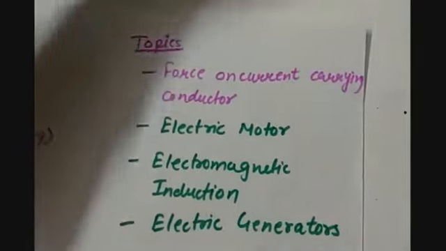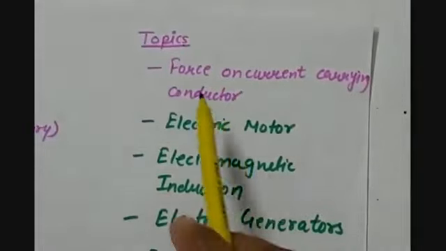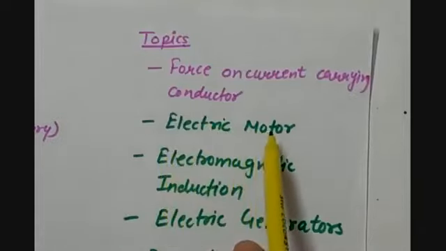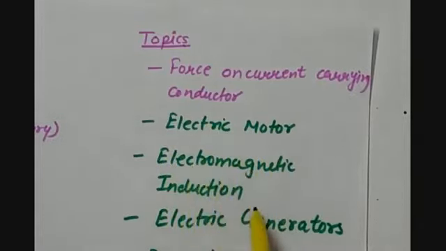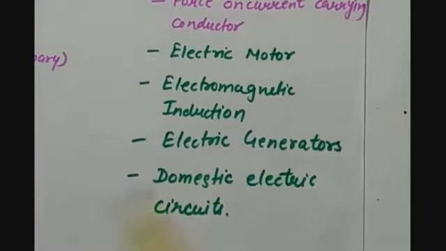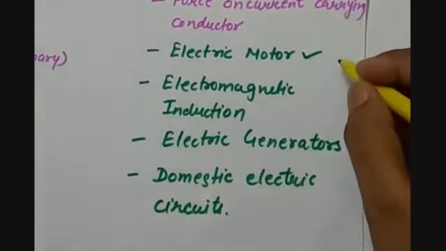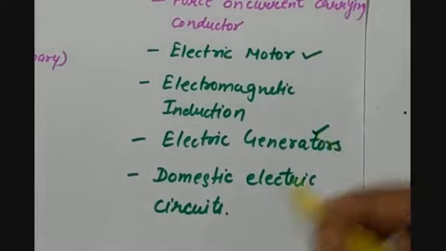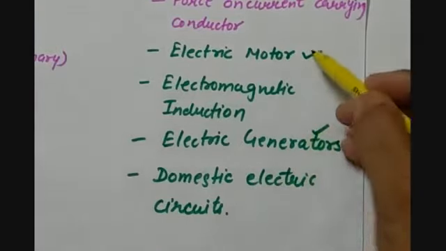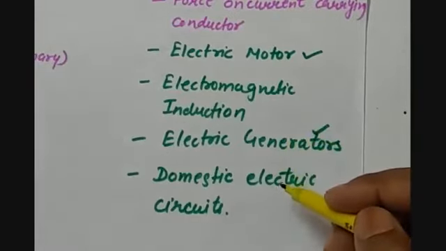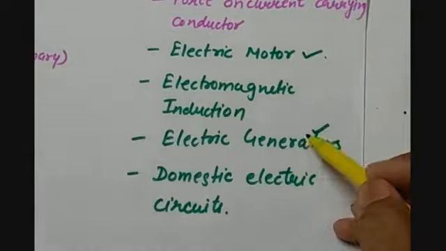So today we are going to do the topics: force on a current carrying conductor, electric motor, its detailed description we'll have today, then electromagnetic induction, electric generators, domestic electric circuits. So these are the topics which we will be doing today, but our main focus will be to learn about the principal working of electric motor and electric generators, that how they actually work, and rest of the topics we'll just do, and these two topics we'll do in details.